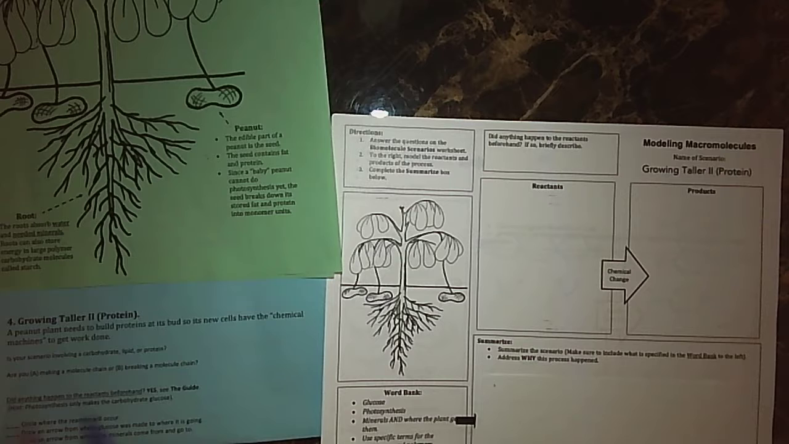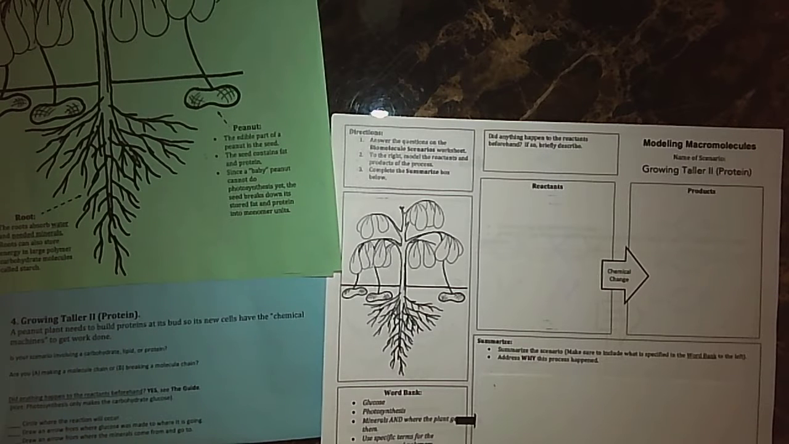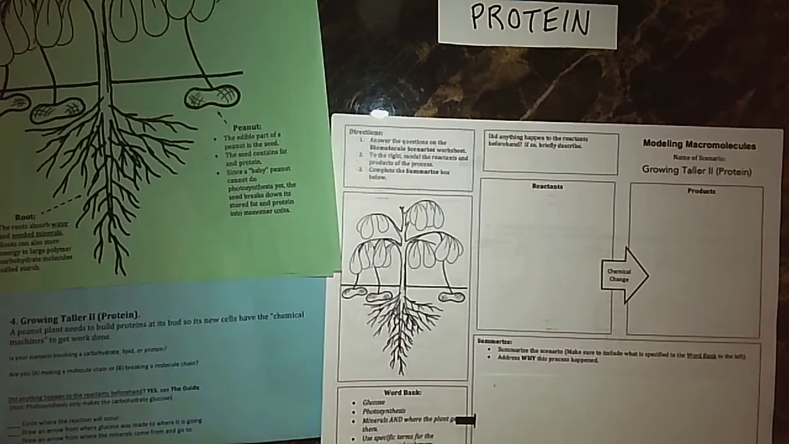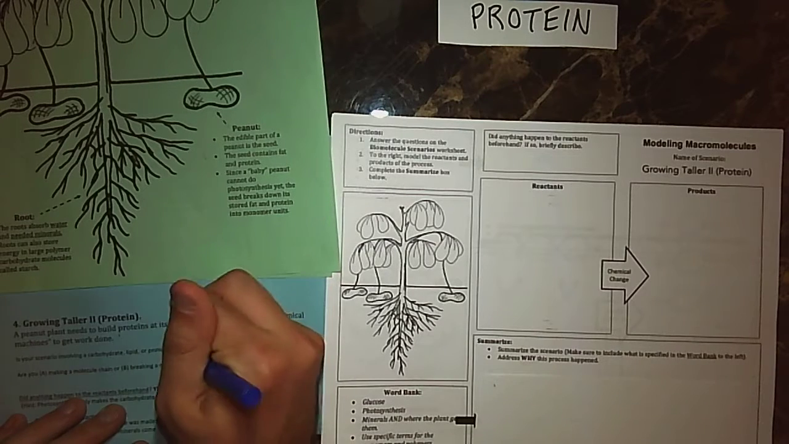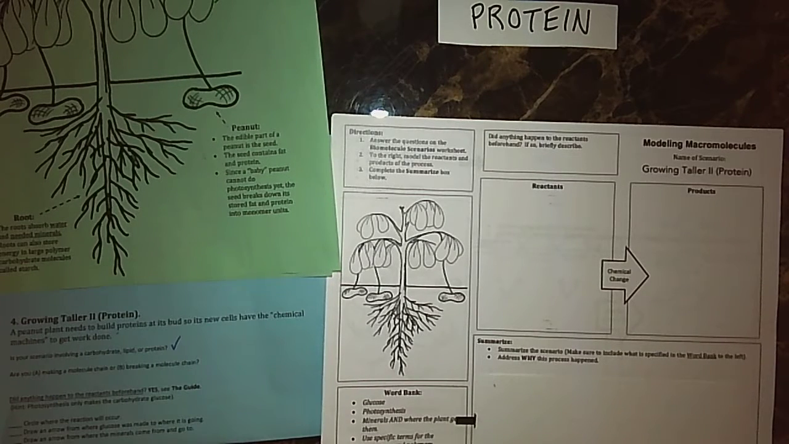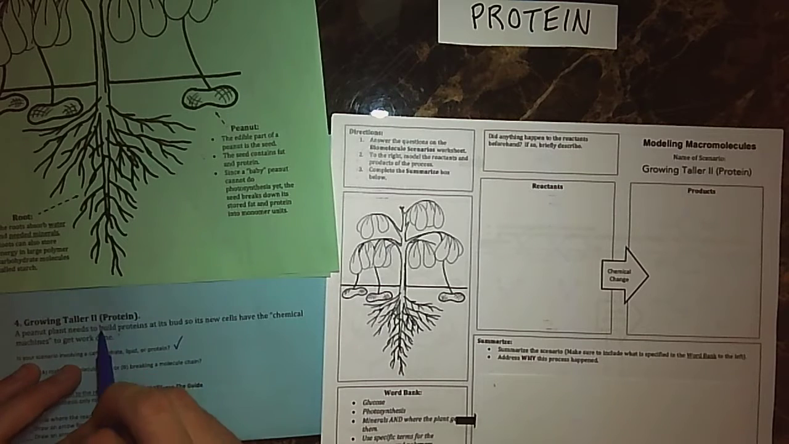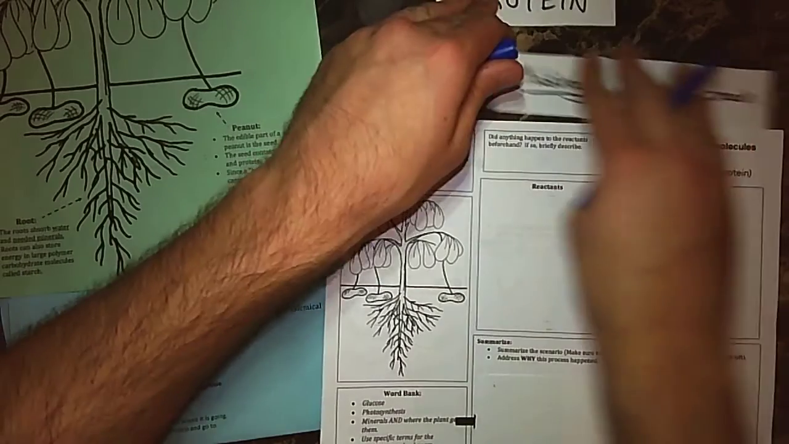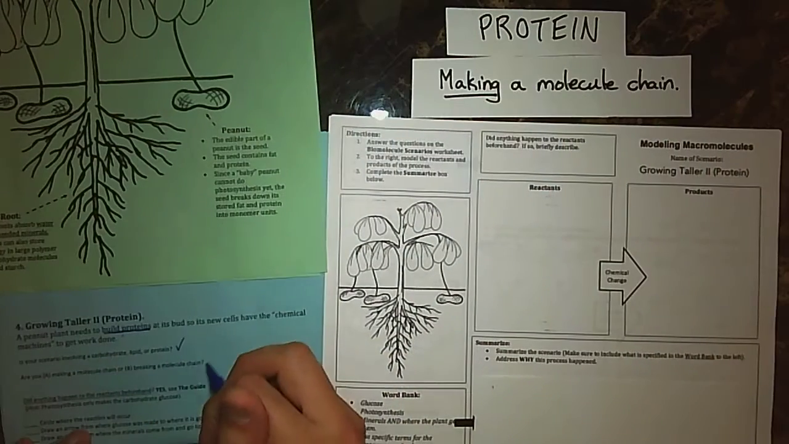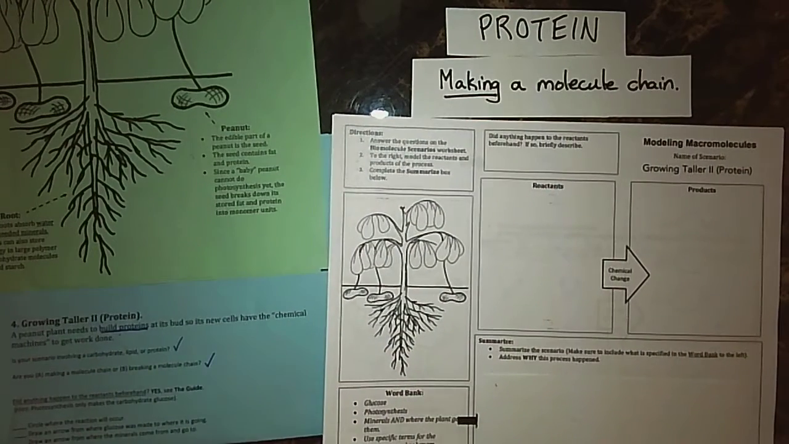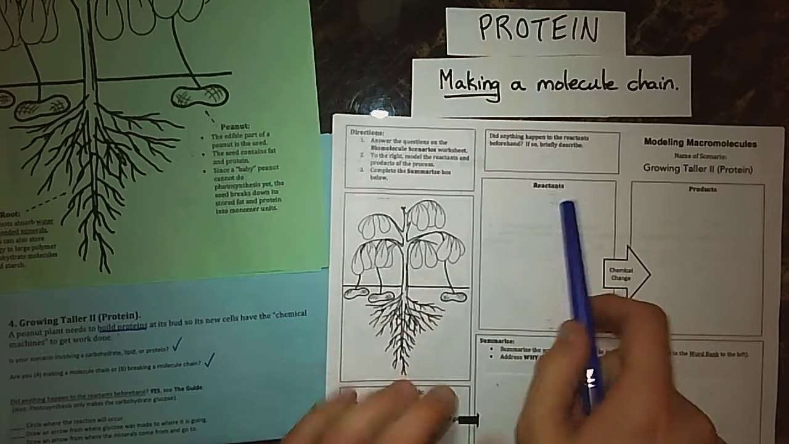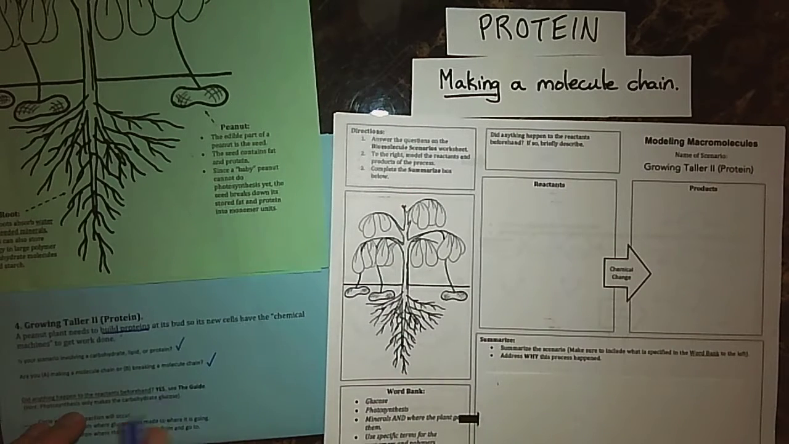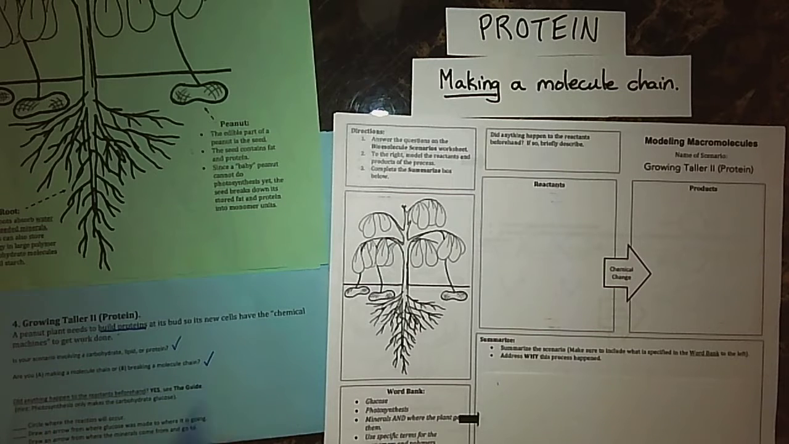So right off the bat, what type of molecule am I dealing with? Well, it's saying protein, so I know I'm dealing with a protein. And am I making a molecule chain or breaking one? In this case, it says that I'm building a protein, so I know that I'm making a molecule chain. And then did anything happen to the reactants beforehand? So the reactants that I draw here, did anything happen to them beforehand? In this case, it says yes, and it tells me to see the guide.